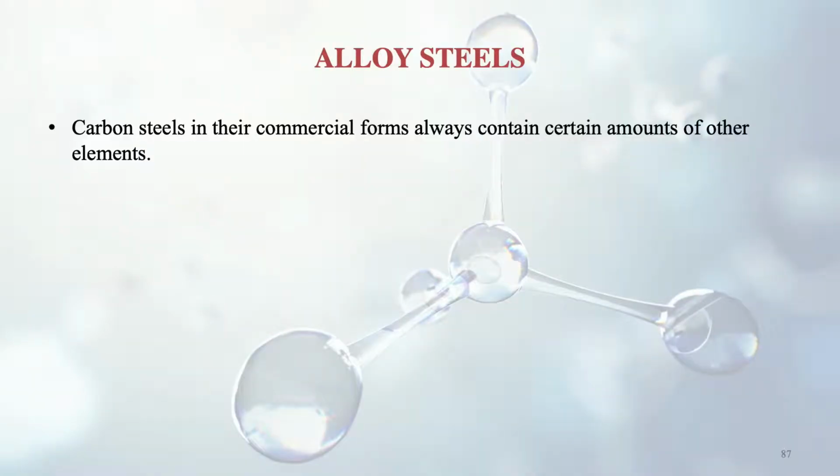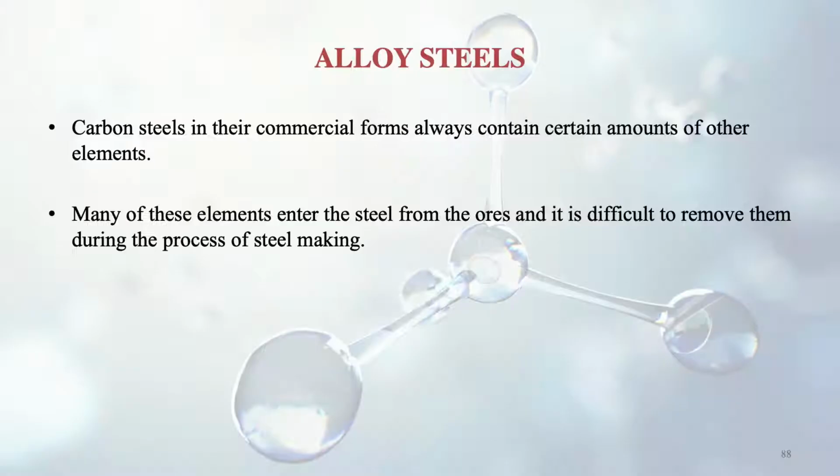Carbon steels in their commercial forms actually contain certain amounts of other elements, like we have seen earlier also. So many types of elements are there within the iron carbon system. Many of these elements will enter the steel from the ores from where it is made, like iron ore we had discussed in the previous lectures. From that iron is made and then further steel is made. So it is very difficult to remove these elements during the process of steel making. Not all elements are removed. There are harmful as well as good ones. So the harmful ones have to be removed.